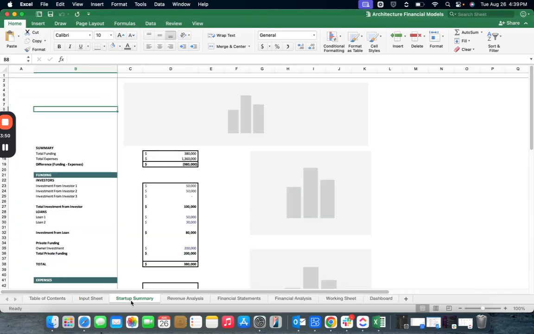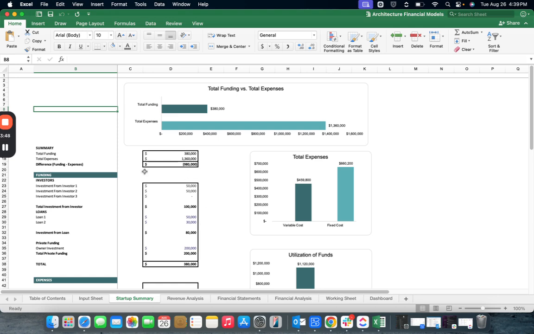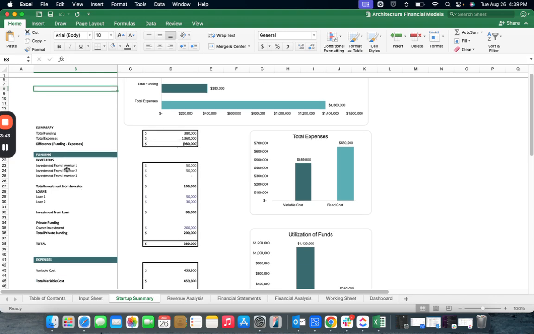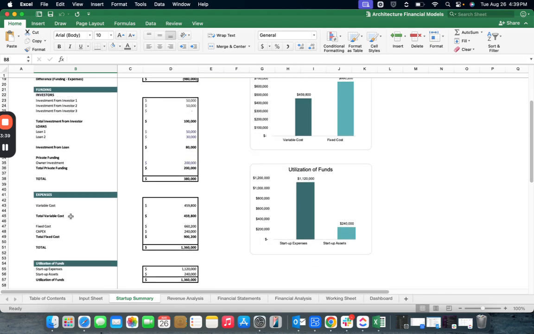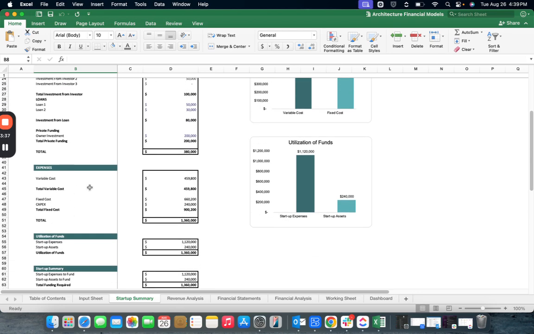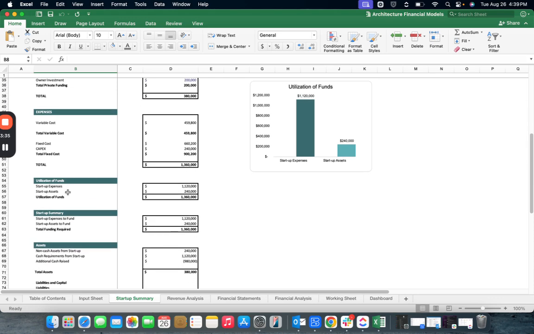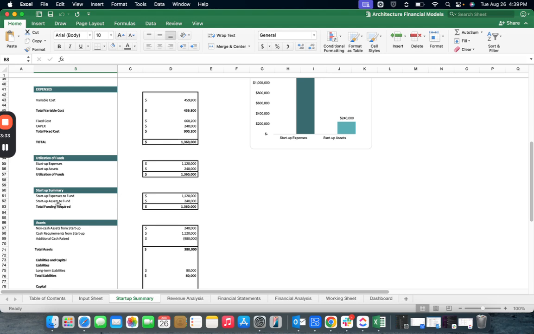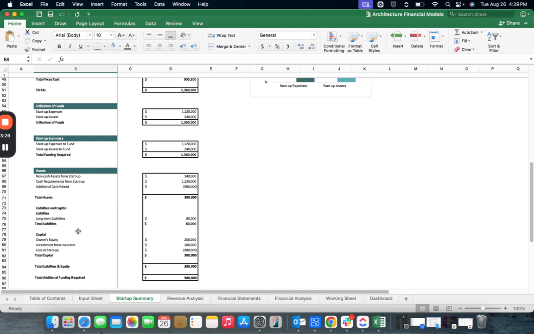Coming towards the startup summary, it's the summary for the startup, like total funding and total expenses, the investors' investments and the loans. Then we have private funding, and then we have expenses like variable costs, fixed costs, and capex. Then we have utilization of funds. Then we have startup expenses and assets. Then we have the assets, the asset representative numbers.